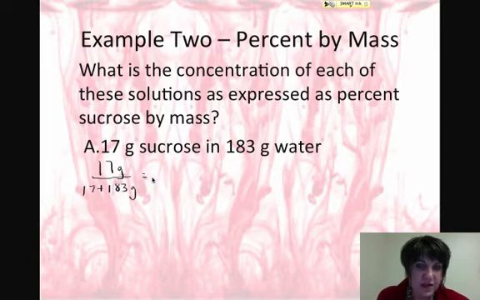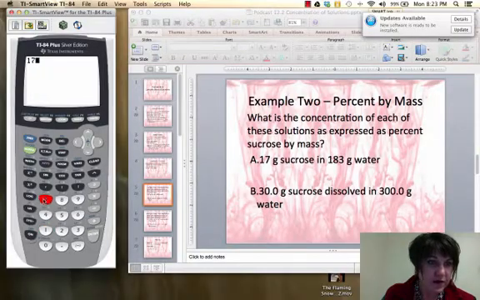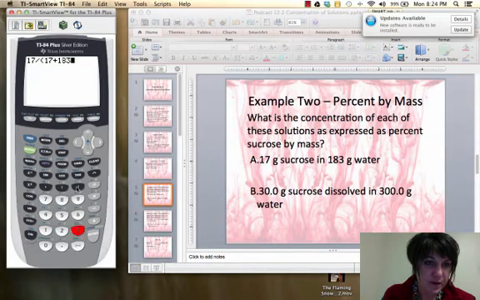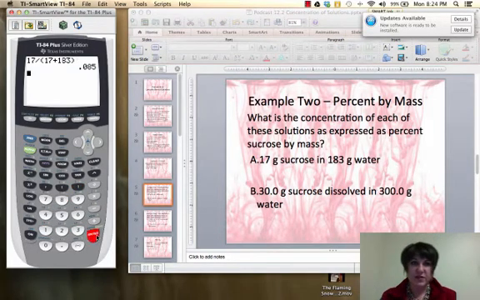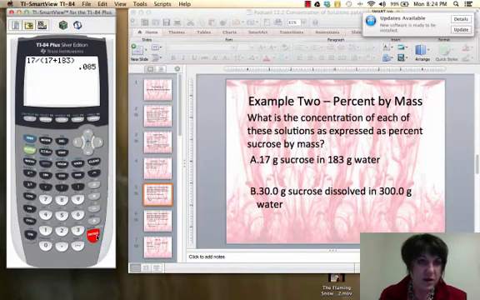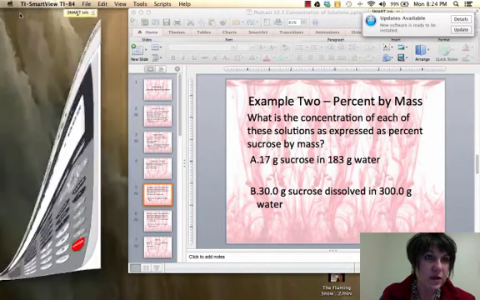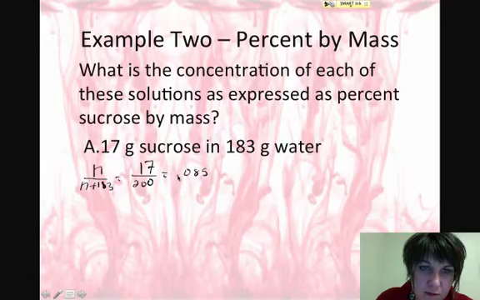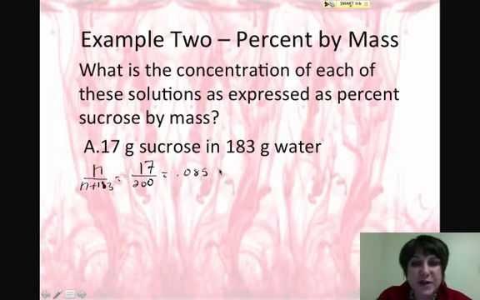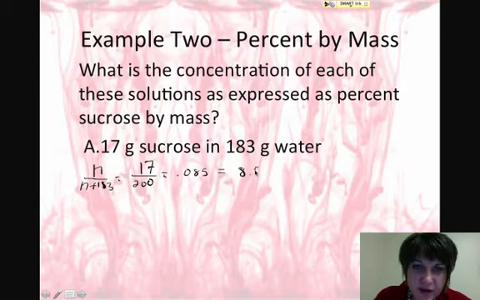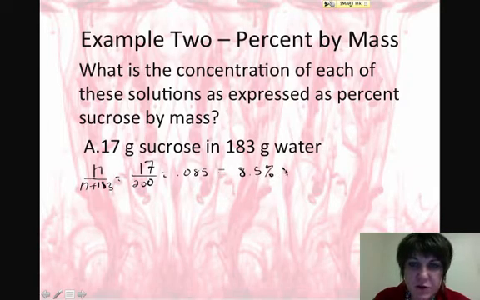Now this percent, I need a calculator. So we're going to take 17 divided by, the denominator was 17 plus 183. Remember to enclose your denominator in parentheses so it all stays together. So that is 0.085. Okay, to turn my decimal to a percent, I can multiply by 100, or I can move the decimal twice, and I get 8.5% of my solution is sucrose.